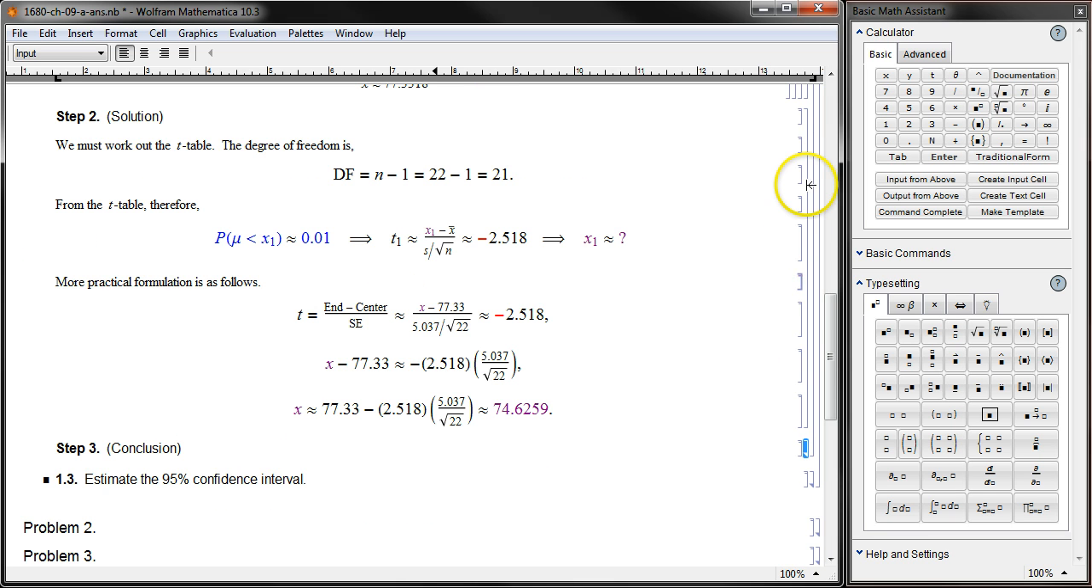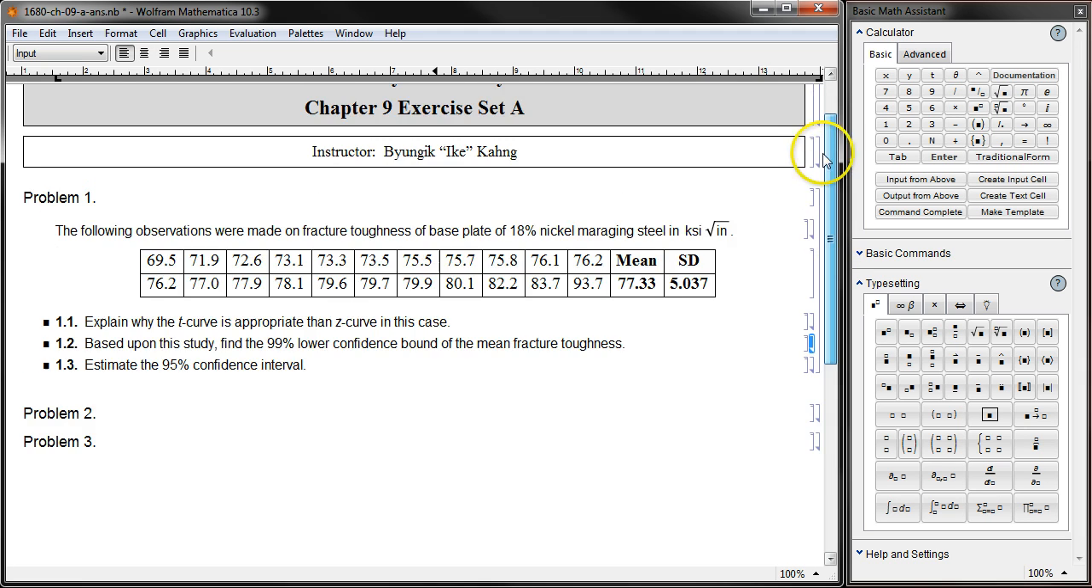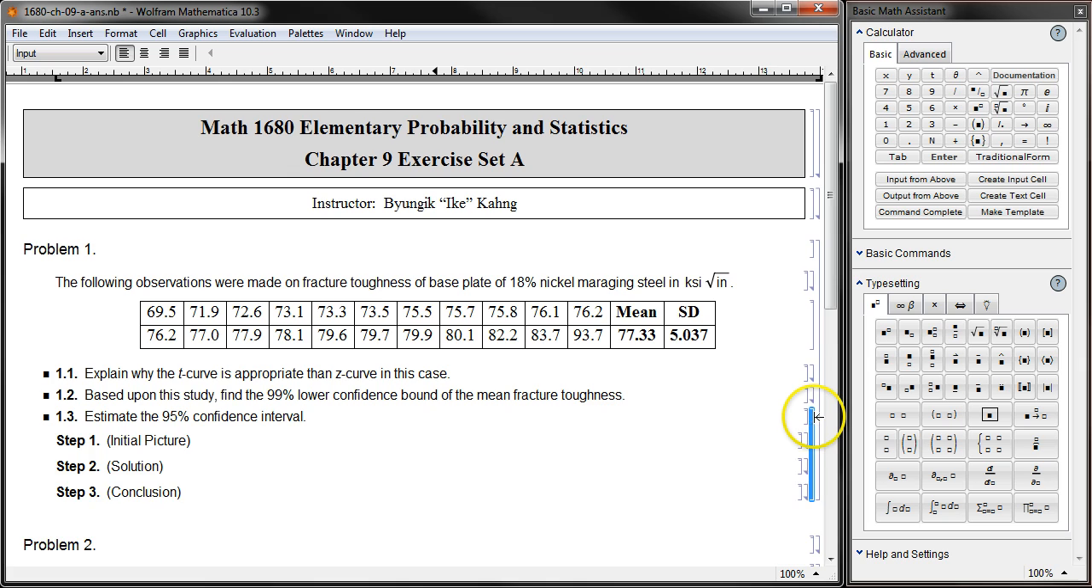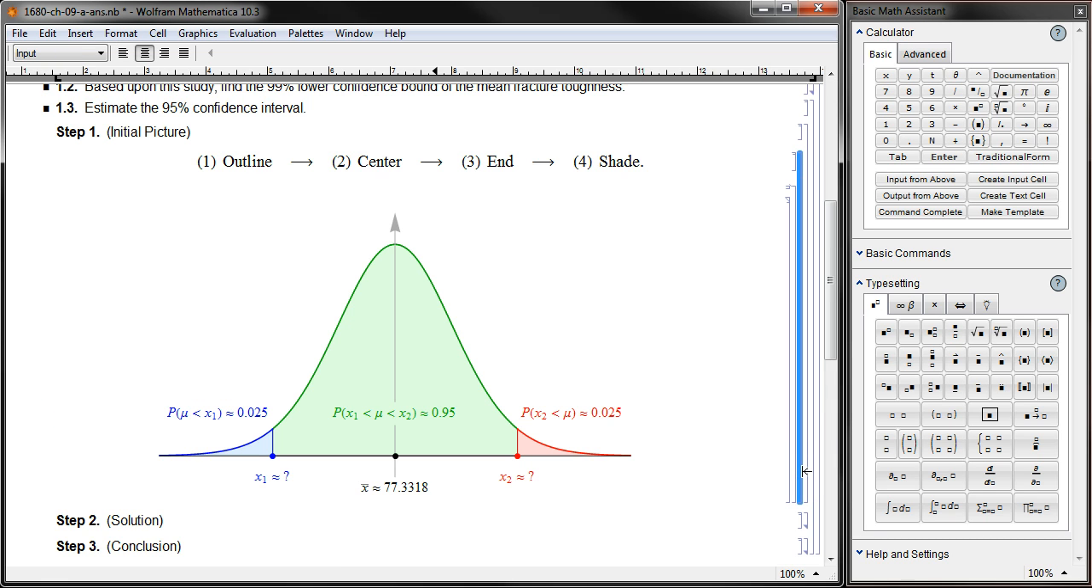Okay, now that we went through a confidence bound problem, let's go through a confidence interval problem. This time we have to shade similarly but symmetrically. Outline, center, end, and then shade. And this is the outcome. The middle part should be 95%, and we want this x1 and x2. 2.5% here, 2.5% there. For z-curve problem, we usually find x1 using appropriate z-score, and then use symmetry to get x2. Change negative sign to positive.